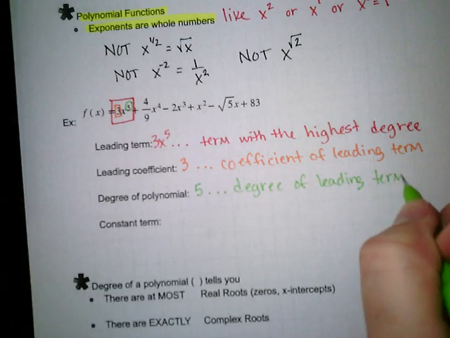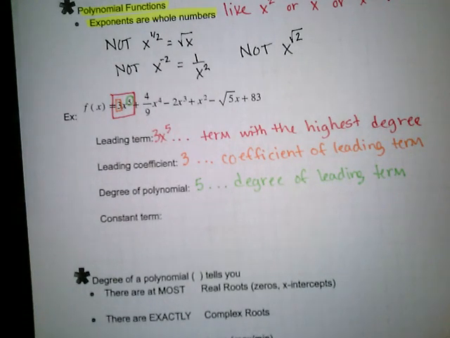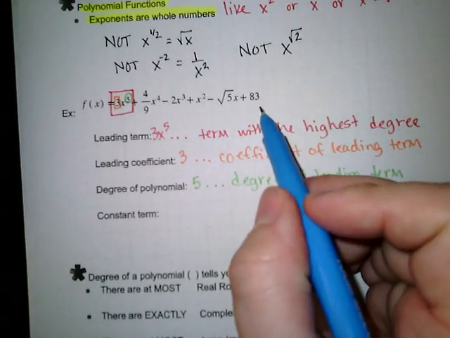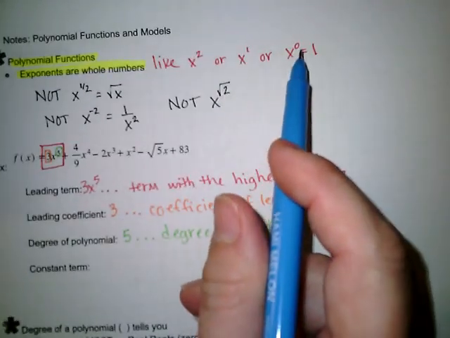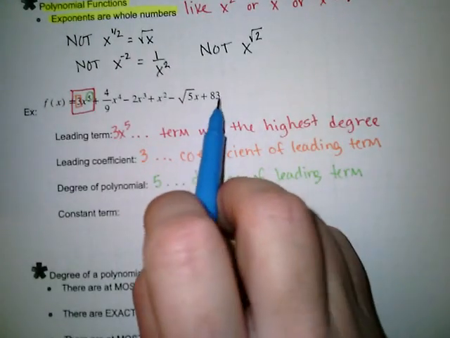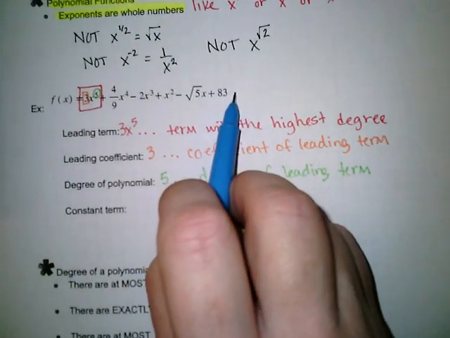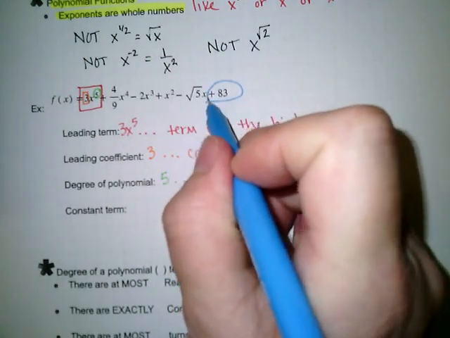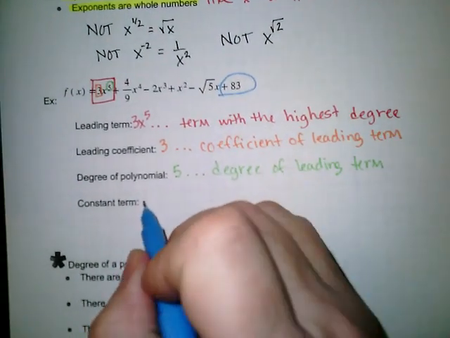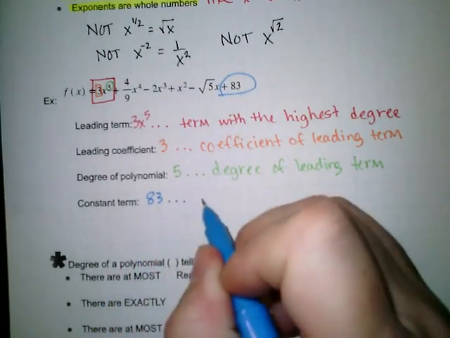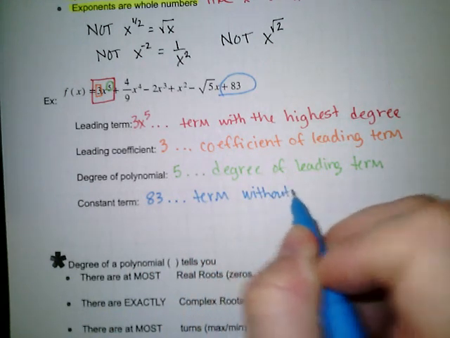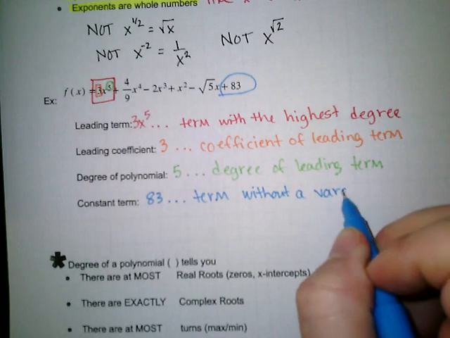And the constant term is the term that does not have a variable on it, where actually the degree is 0, since we had seen here that x to the 0 is 1. So technically, is there an x here? Sure, and it's to the 0 power. So this guy right here is our constant term. It's 83 in this problem, and it is the term without a variable, or with a variable to the 0 power.